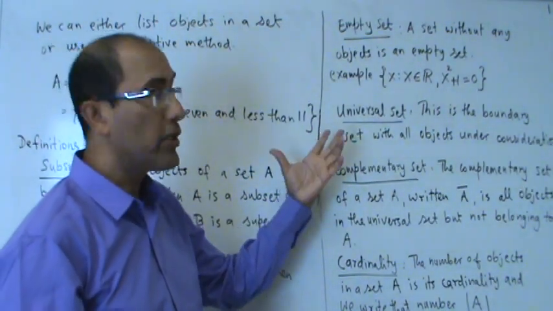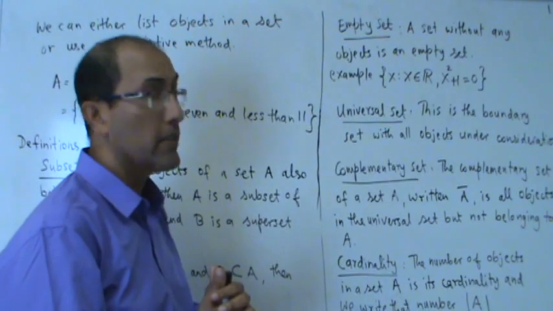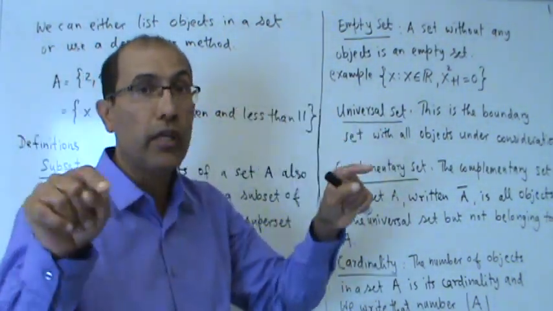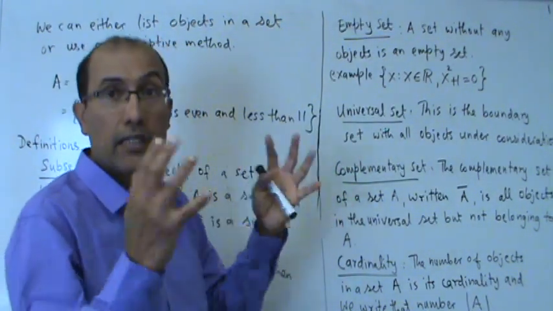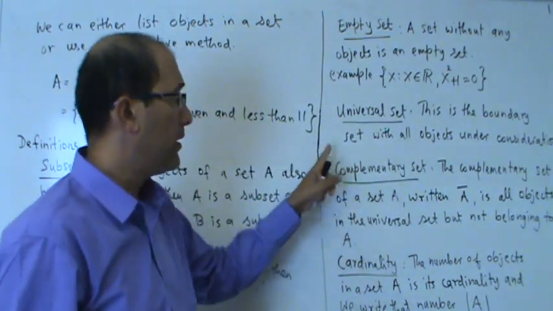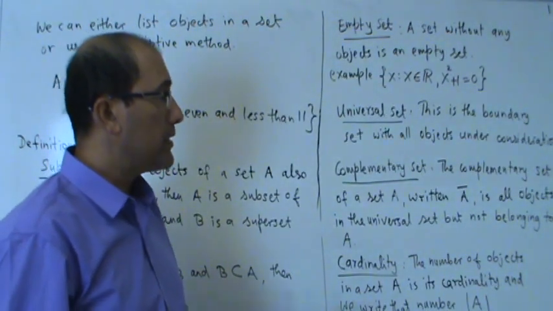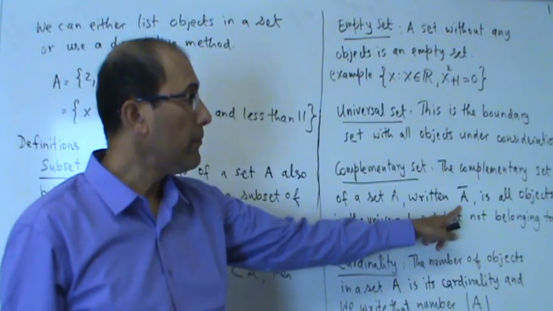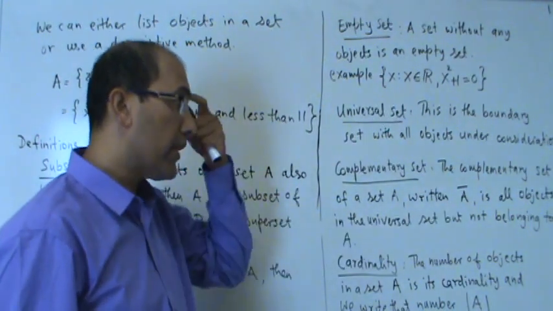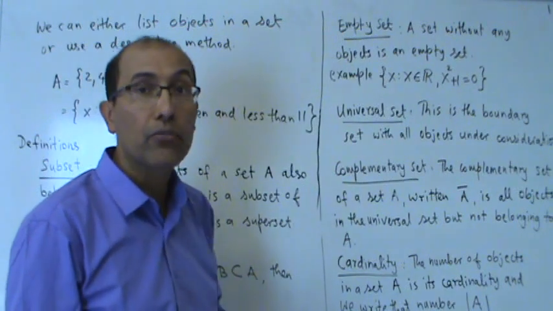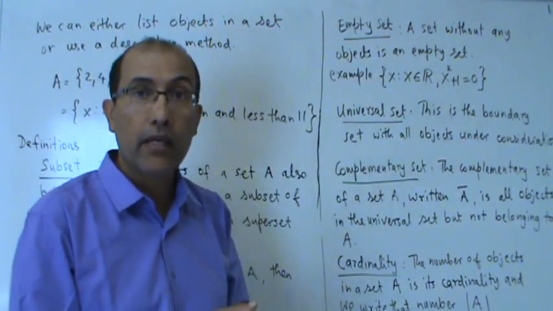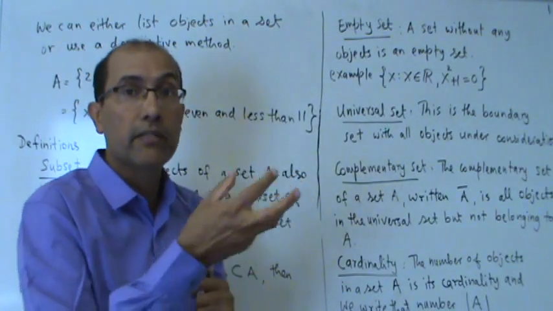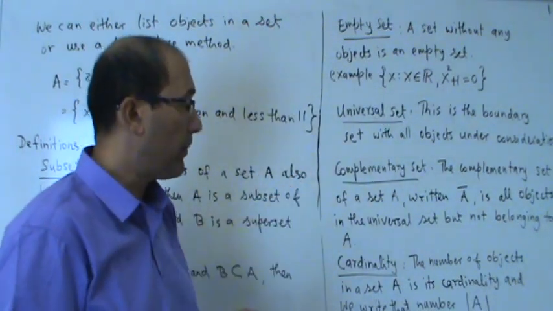Universal set is the boundary set. So when we are talking about sets, we must always know our frame of reference. What is our boundary? That's the big set. Everything is in the boundary set. Complementary set: the complementary set of a set A is written A bar. It is all objects in the universal set but not belonging to A. So all the objects that are there, we can discuss any of these objects, but the collection that doesn't belong to A. So that's the complementary set.